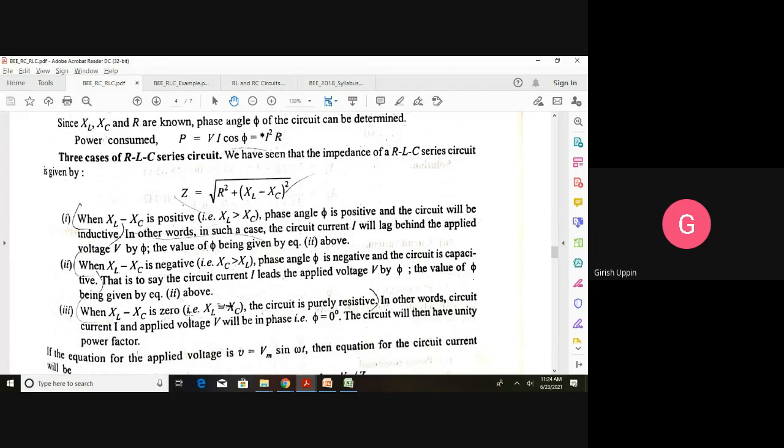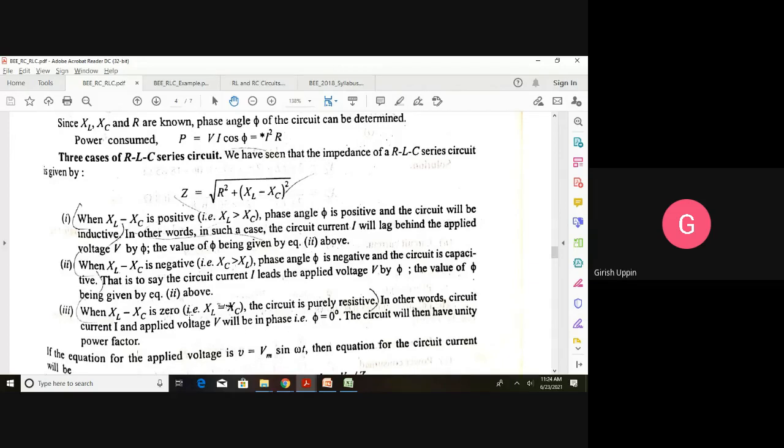What is the meaning of that? XL and XC are exactly equal. If XL is 50, XC is 50. So XL minus XC, 50 minus 50, is 0. So what is the meaning of that? There is no net inductance or capacitance. It is a pure resistive circuit. And what happens in a pure resistive circuit? The voltage and the current will be in phase, or the phi will be 0.